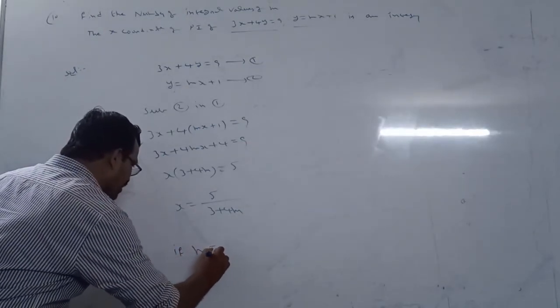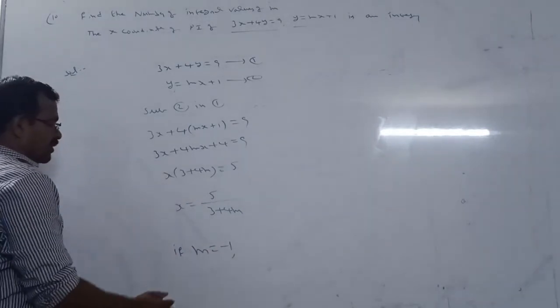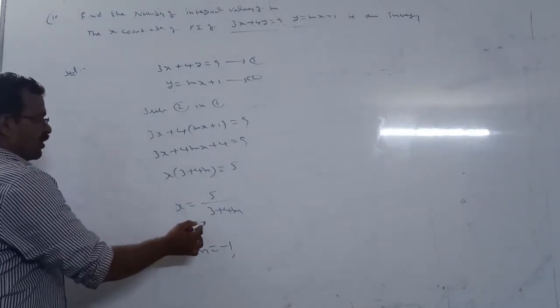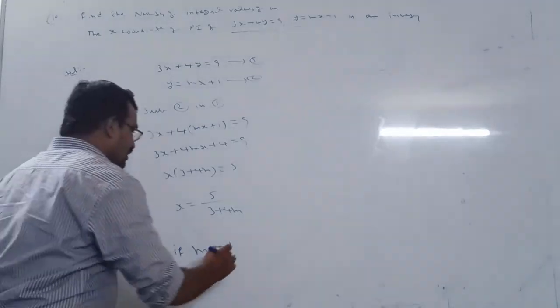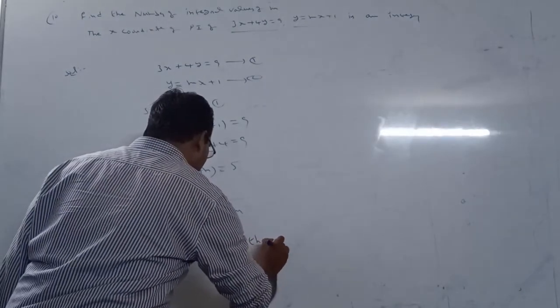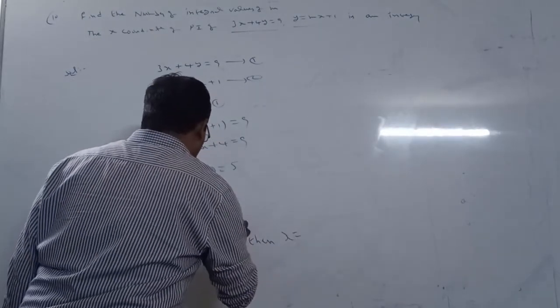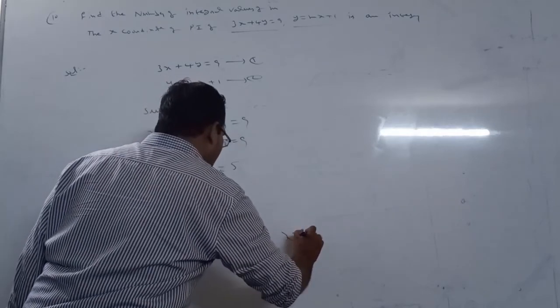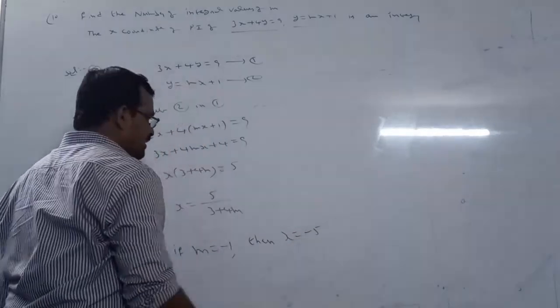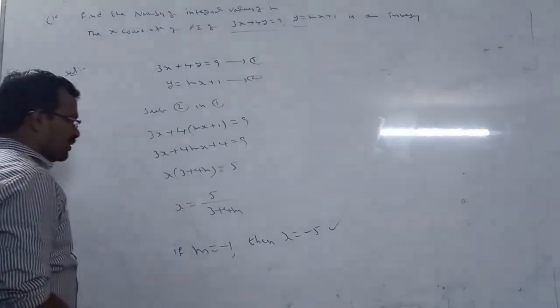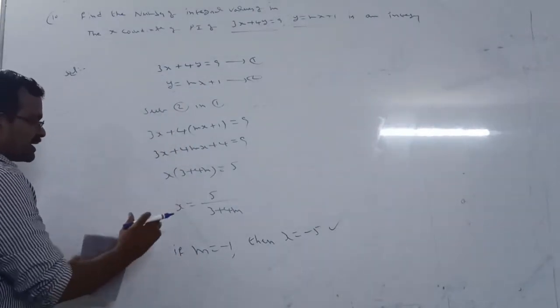If m equal to minus 1, then 3 plus 4m is 3 minus 4, that is minus 1. Then x equal to 5 by minus 1, which means minus 5. It is an integer. Okay, that means the m value minus 1 exists.